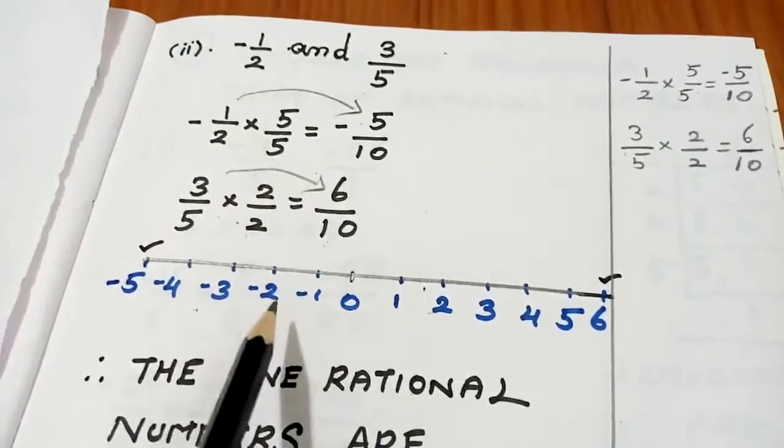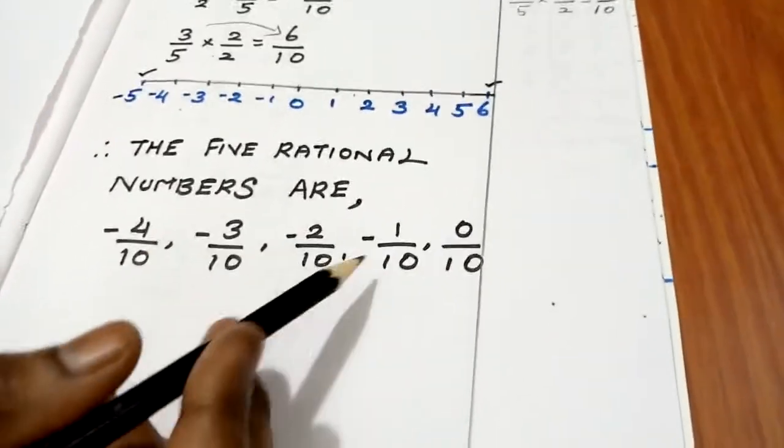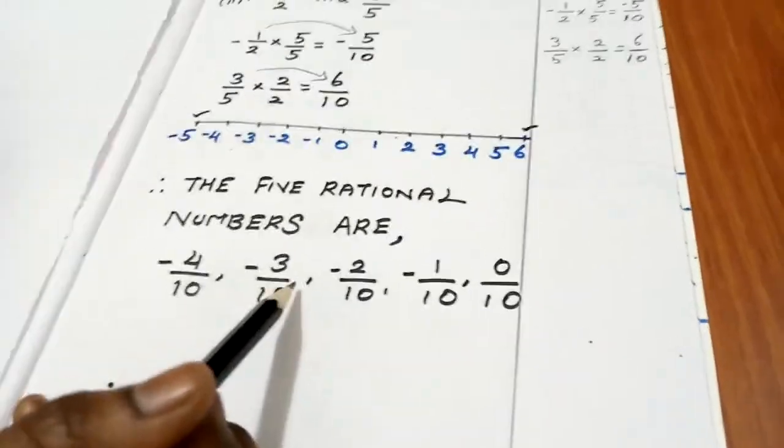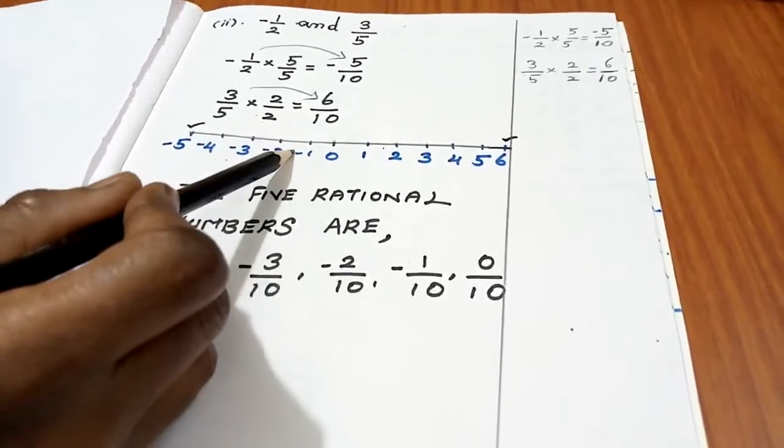In this I am going to select any 5 rational numbers. So I have selected these rational numbers and I have written here. Not necessary this should be your answer. In between these values you can take any 5 rational numbers.